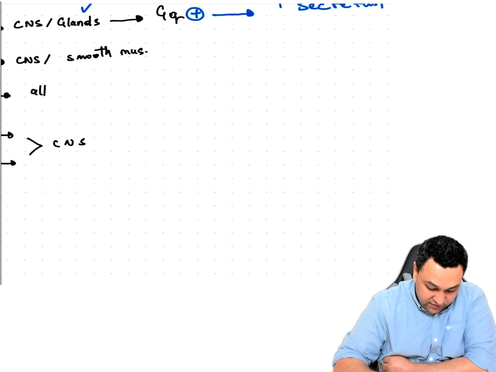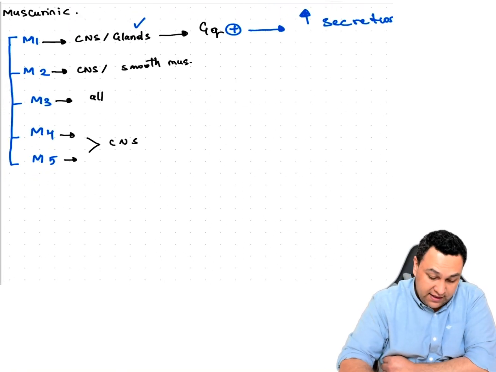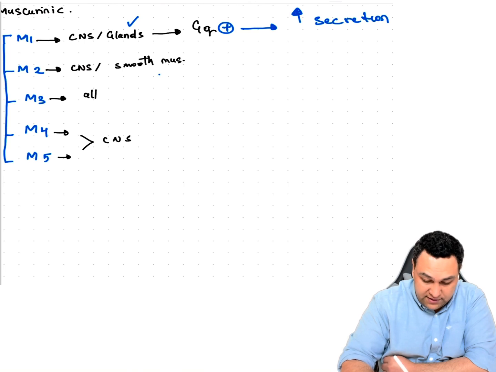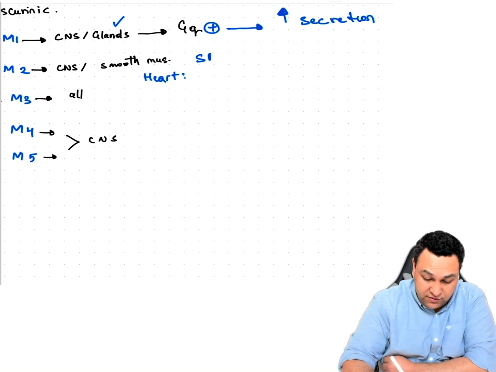And concerning M2, we say that it could be seen in the CNS and smooth muscles. Let's take the example of the heart. In the heart, the M2 receptors could be seen in the SA node or AV node.